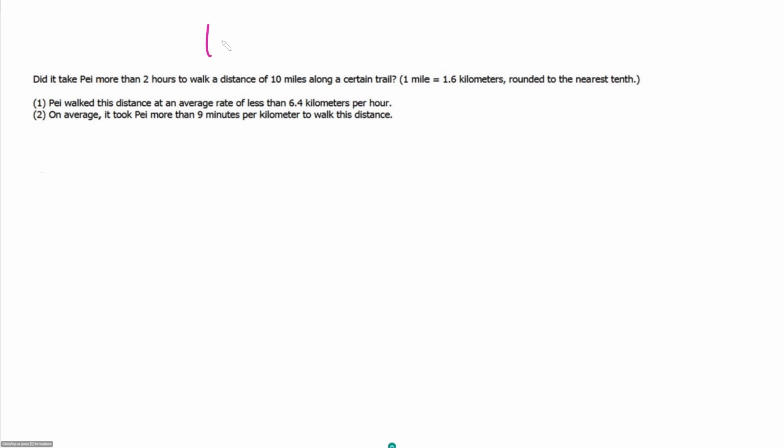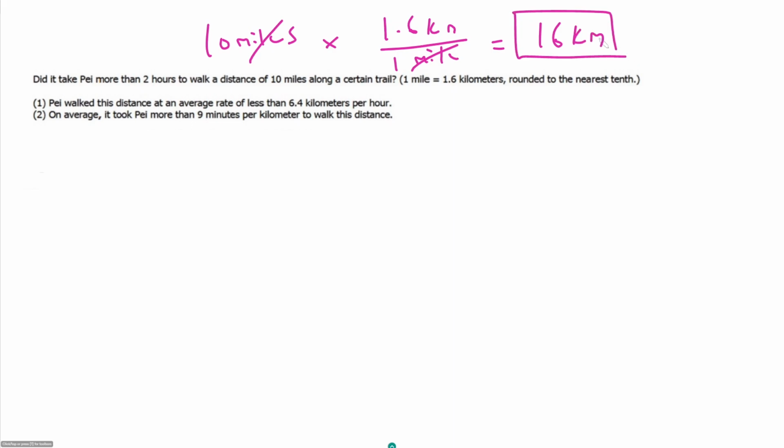So, 10 miles. If we know that we have 1.6 kilometers per mile, 10 times 1.6 is just 16 kilometers. But did it take Pay more than 2 hours to walk a distance of 1.6 kilometers? Or sorry, 16 kilometers along a certain trail.